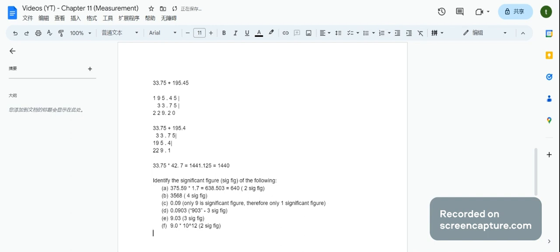Okay, so now let's talk about the SI system. Basically, the SI system is quite simple. All you need to remember is the conversion factor, and you are able to convert it back.